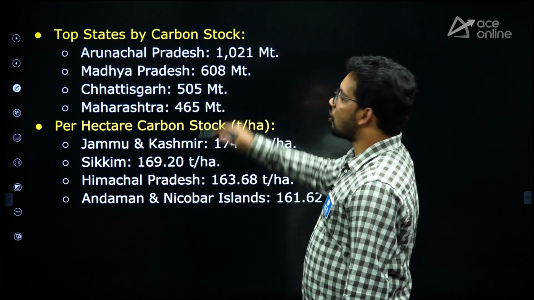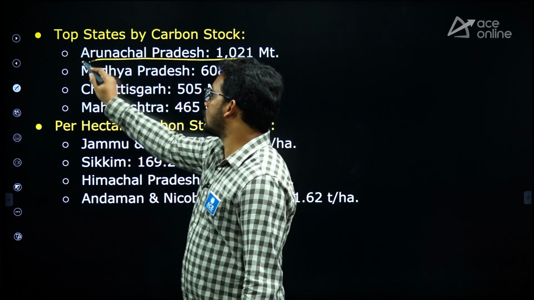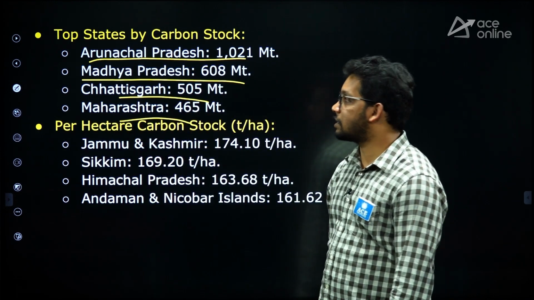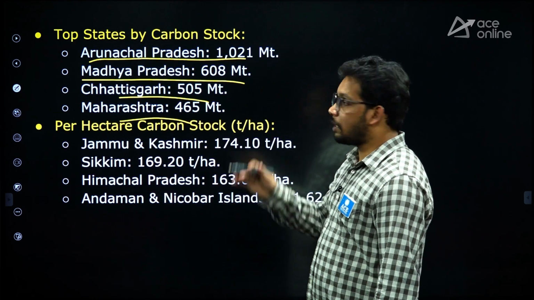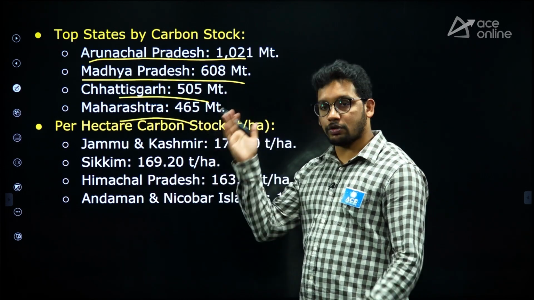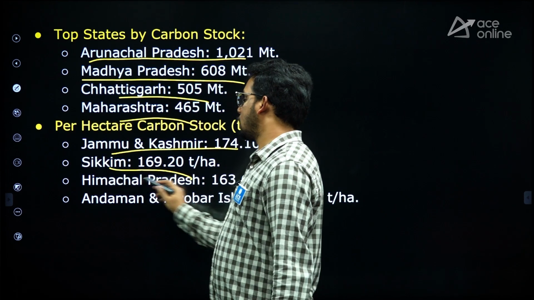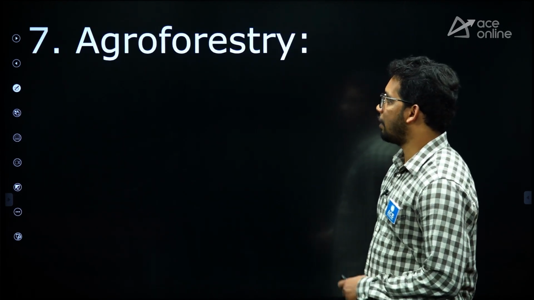Then top states by carbon stock. Which states is having the highest carbon stock? That is Arunachal Pradesh, Madhya Pradesh, Chhattisgarh, Maharashtra. These 4 states has the highest carbon stocks. Whereas per hectare, that means this carbon is also stored per hectare of the land. In this, Jammu Kashmir, Sikkim, Himachal Pradesh, Andaman Nicobar Islands are the top performers.